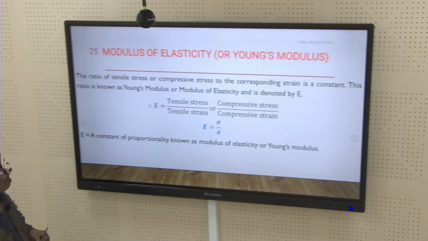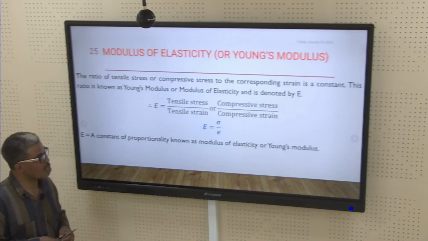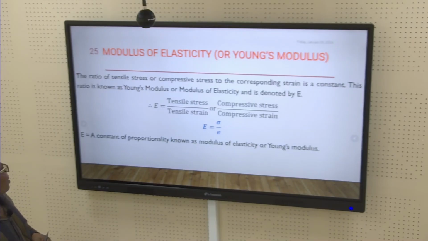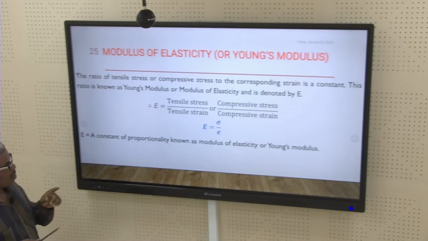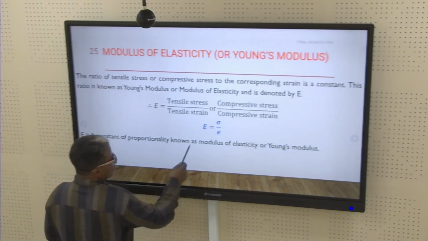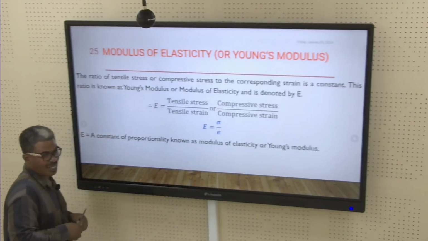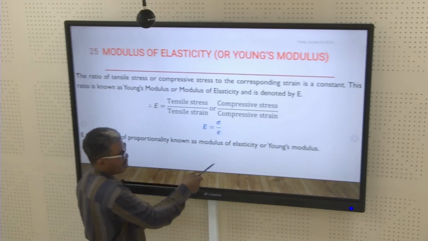Modulus of elasticity, or Young's modulus: the ratio of tensile stress or compressive stress to the corresponding strain is a constant. This ratio is termed Young's modulus or modulus of elasticity, and is denoted by a capital letter E, that is, tensile stress to the tensile strain, or compressive stress to the compressive strain. So stress over strain is equal to Young's modulus. E is a constant of proportionality known as modulus of elasticity or Young's modulus.